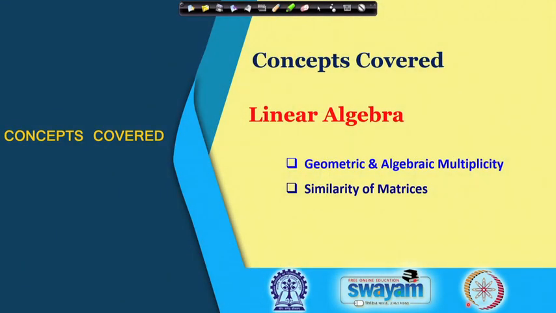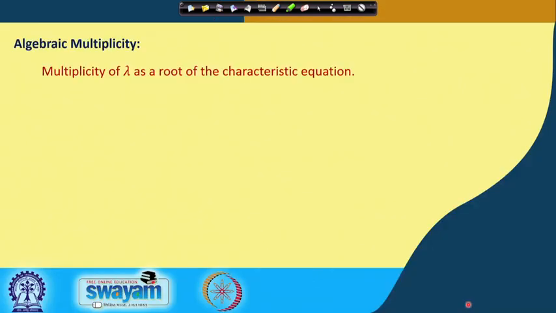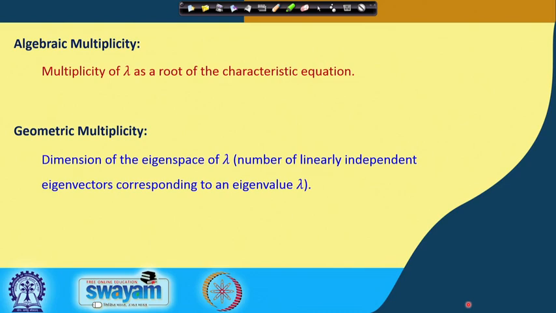Welcome back. So, this is lecture number 49 and we will be talking today about the geometric and algebraic multiplicity and similarity of matrices. So, what is the algebraic multiplicity? The algebraic multiplicity of lambda is its multiplicity as a root of the characteristic equation, and the geometric multiplicity is nothing but the dimension of the eigenspace of lambda.